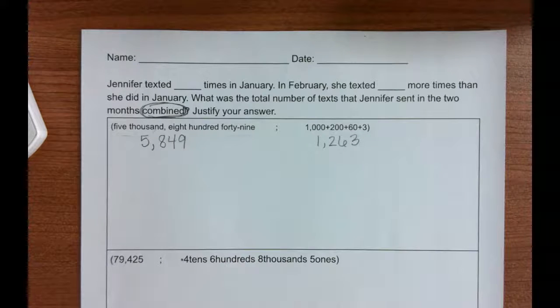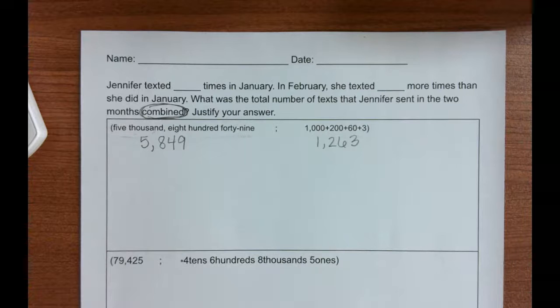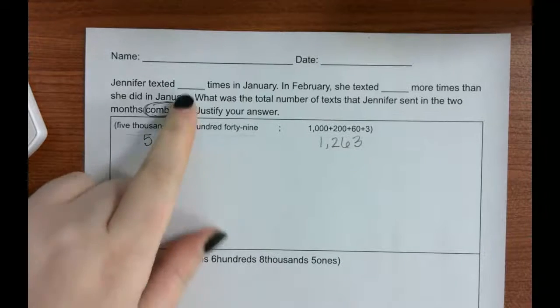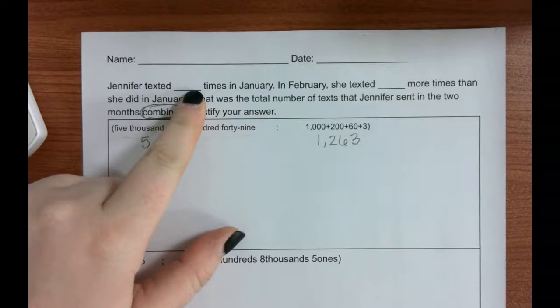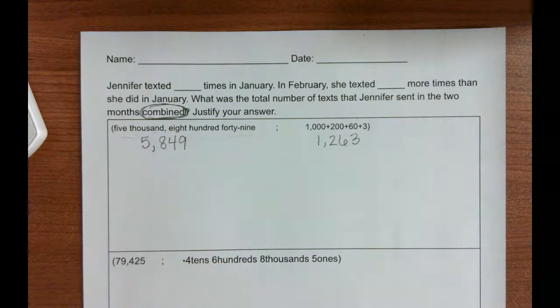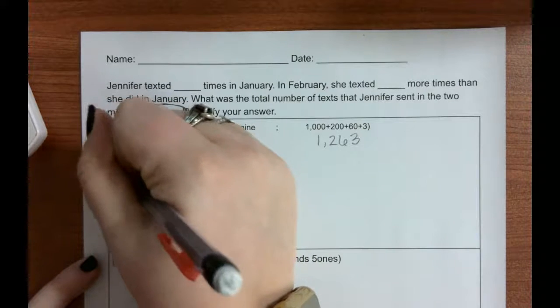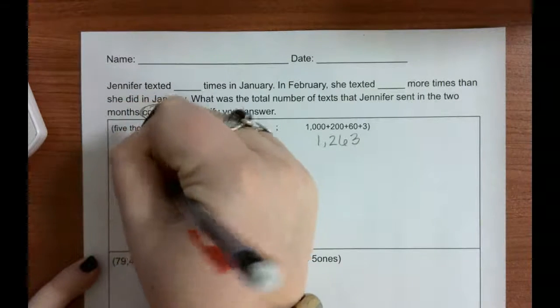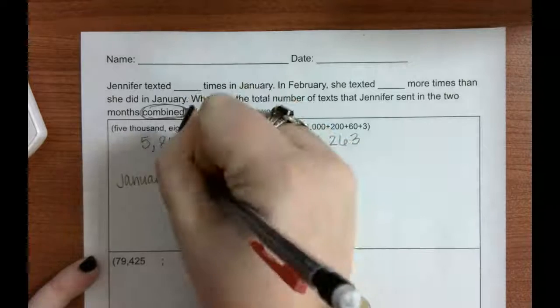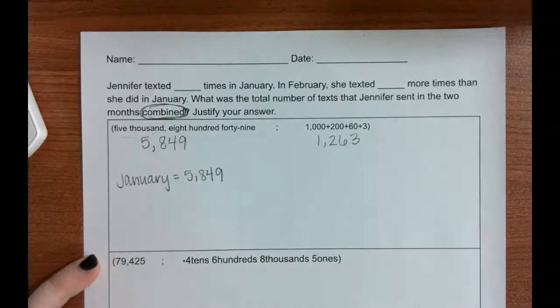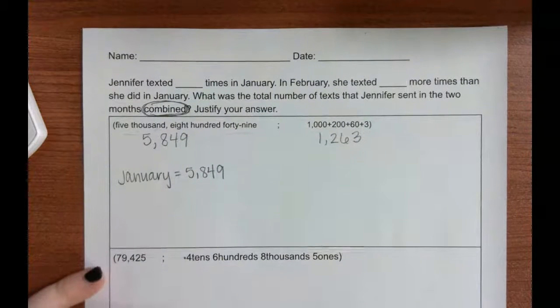But pay attention to what the question's saying. It says Jennifer texted blank times in January. So let's look at that part first. She texted blank times in January. So that means I'm going to plug this first number into the blank. So how many times did she text in January? 5,849. Okay. So I know that that's how much she did in January.